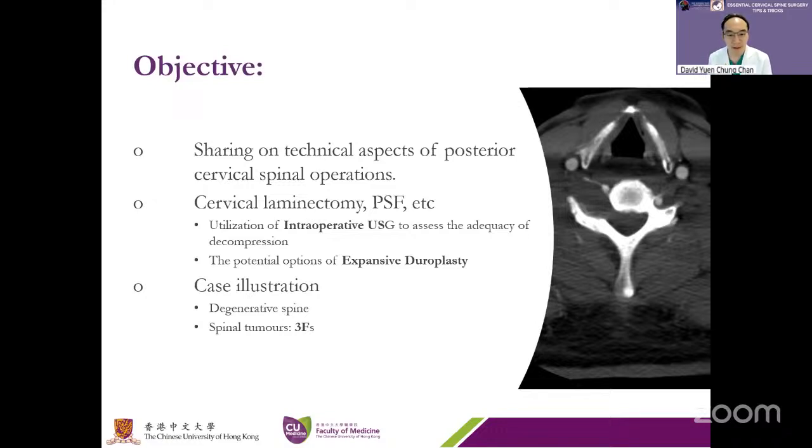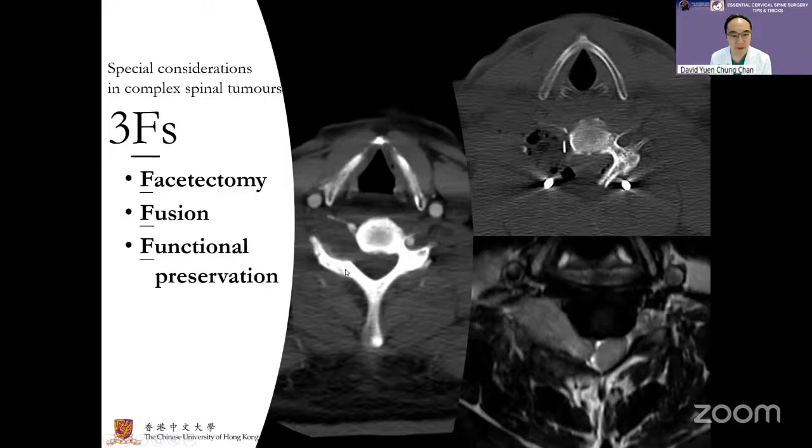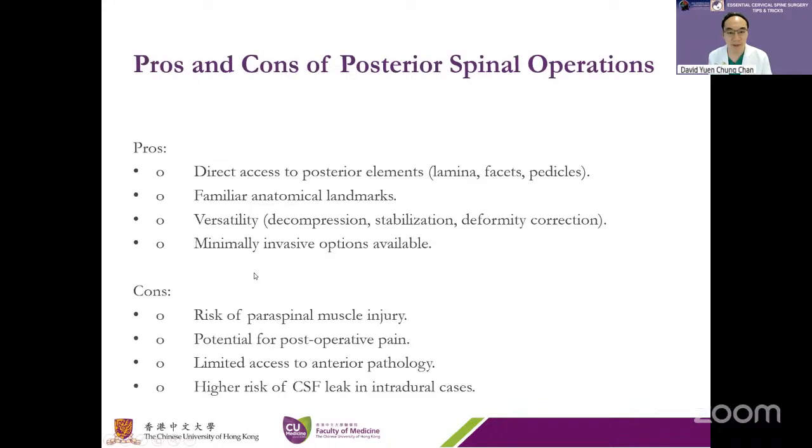And I'd share cases on degenerative spine and also on some of the more complex spinal tumors with our 3Fs. In some of the more challenging complex spine cases, in addition to laminectomy, we can consider facetectomy and fusion, aiming for functional preservation. So common indications for posterior spinal operations include degenerative conditions, be it myelopathy or radiculopathy, in a patient with trauma, like fracture dislocations, with spinal tumor, infections, etc.